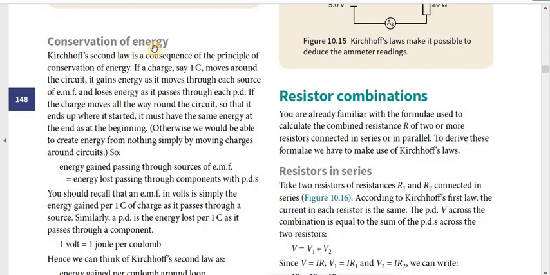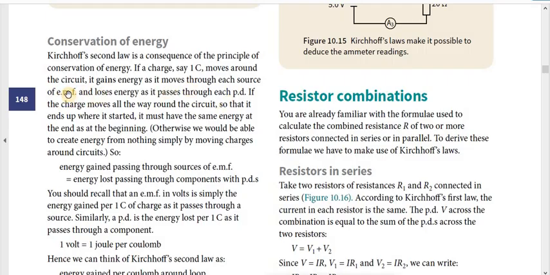Okay, so here we have the conservation of energy rule for Kirchhoff's second law. Kirchhoff's second law is a consequence of the principle of conservation of energy. If a charge, say 1 coulomb, moves around a circuit, it gains energy as it moves through each source of EMF and loses energy as it passes through each potential difference. Now we use the word potential difference for a component such as a resistor. For a power supply, we use the term EMF.